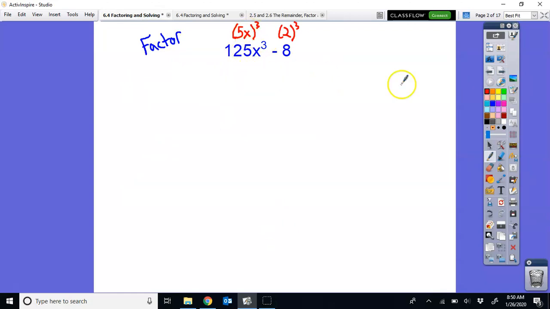So with a difference of two cubes, in the first parentheses, I'm going to subtract them. 5x minus 2. Then I'm going to square the first one. So if you square 5x, this one's a tricky one, you're going to get 25x squared because 5 times 5 and x times x. So you square the first one. Then I multiply them. So 5x times 2 is 10x. Then I square the second one. So I get plus 4.